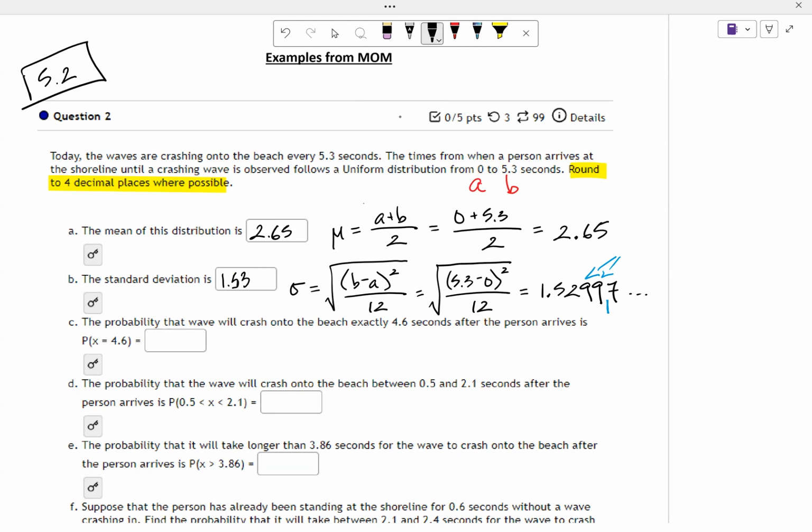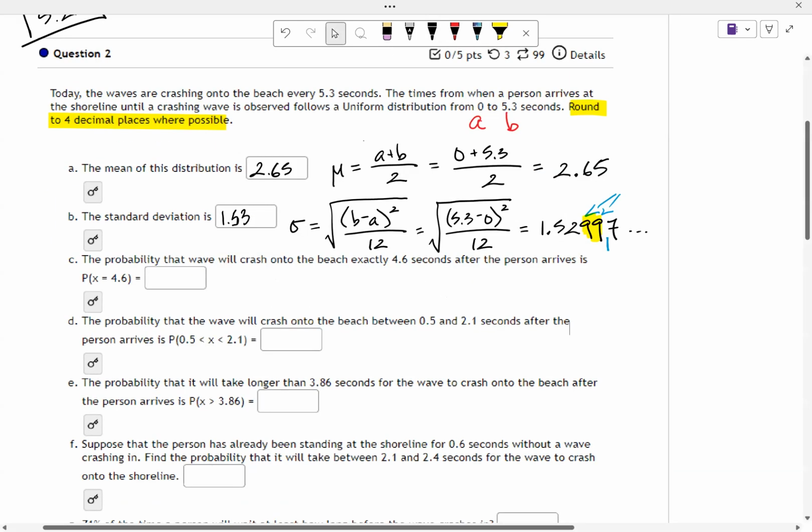Okay? Only in this case. So it's not always going to round like this, but because we're so close to this 0.99 here, that rounds it up all the way to 1.53. Okay? So sometimes we might see rounding situations like that. All right.